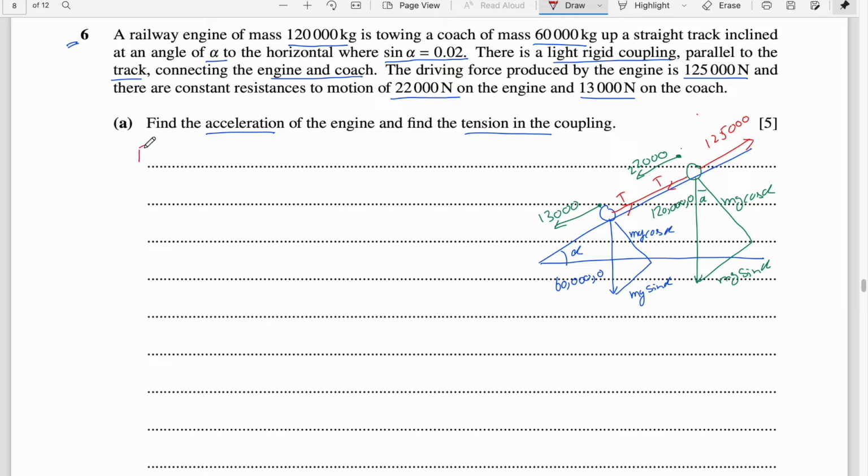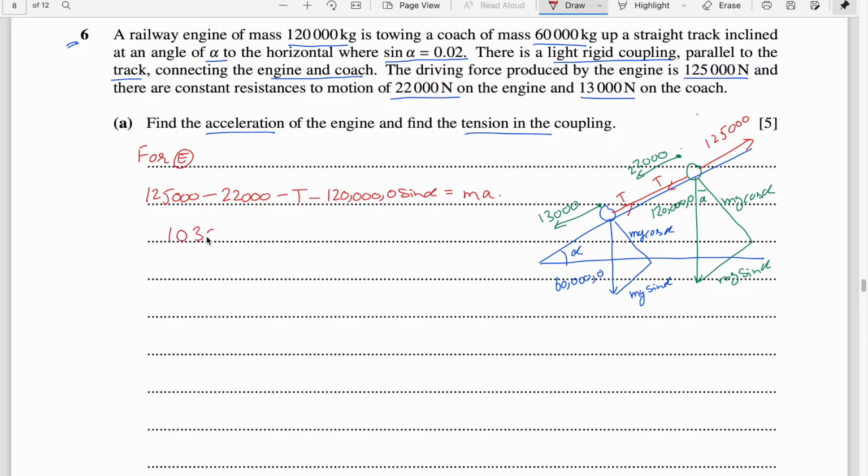Now let's make some equations for engine first. So for the engine, I know that the forward force is 125,000 and there are three resistive forces, 22,000, T and mg sine alpha. So 125,000 minus 22,000 minus the tension minus mg sine alpha, which is m is 120,000, g is 10, into sine alpha, which is 0.02. We'll plug it in and equals ma, net force. Now let's simplify this.